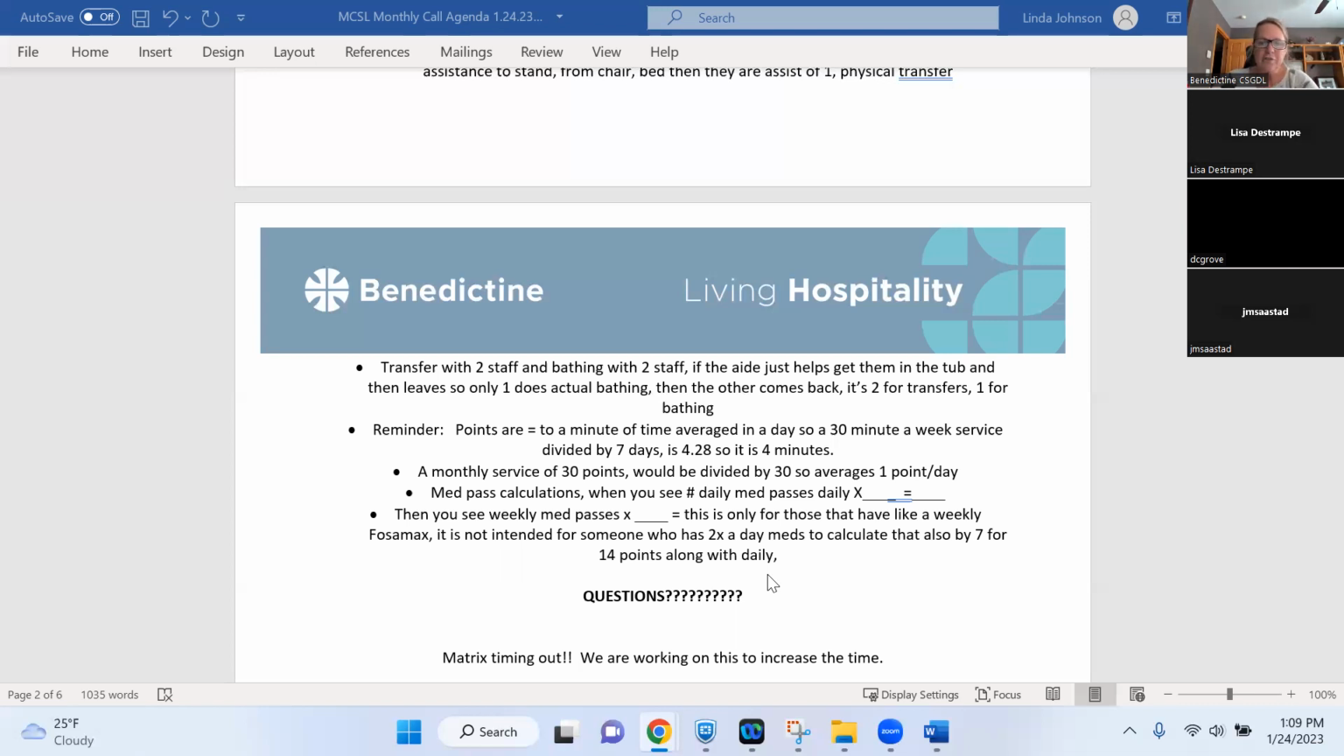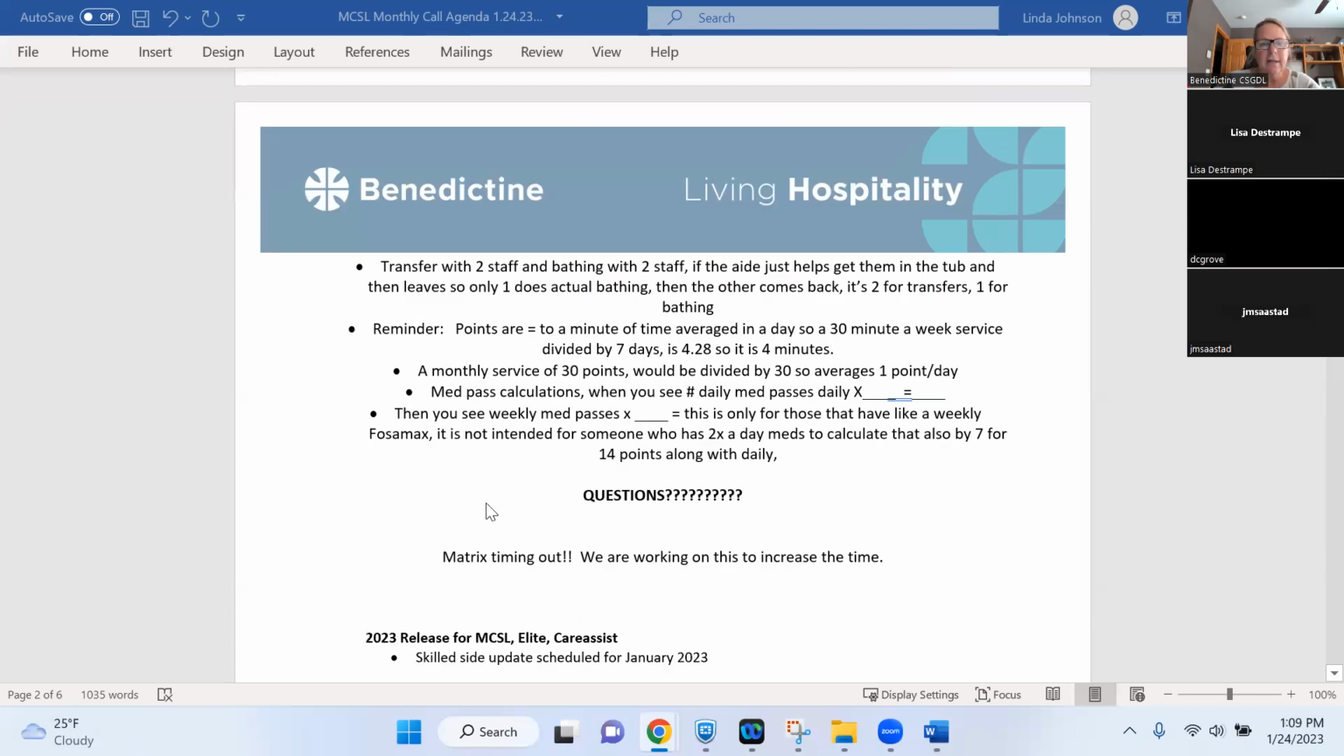I do see in the question where you have to calculate the medication administration times. You'll see that there's daily med passes, but then right here, you'll see weekly med passes. And that's not for you to say, okay, if they have 3 med passes a day at 30 points, that's 21 a week and add another 21 points. That weekly med pass is only for things that are away from the other med passes, like a Fosamax.